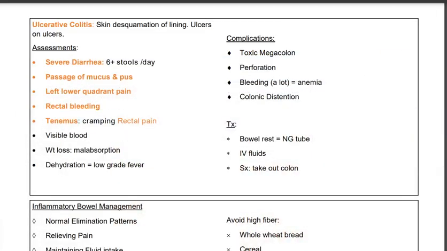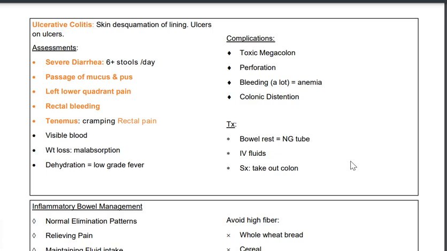Perforation, bleeding a lot, anemia, colonic distension. What are you going to do? You're going to rest the bowel, NG tube, IV fluids, and possibly take out the colon. Now, here's the thing. They come up with some really good IV medication treatments that will help the patient. So be aware that there are some new treatments out there to help with these.